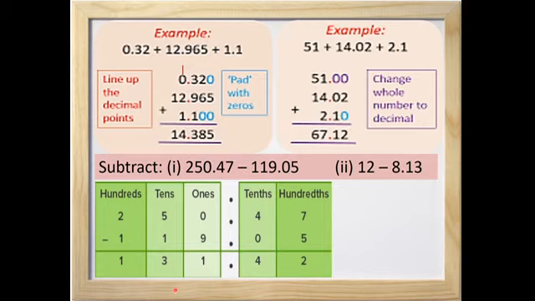Now how to arrange them? So here we have 250. So 2 is in the hundreds place, so put it in the hundreds place. 5 is in the tens place, 0 is in the ones place. Bring the decimal point just in the decimal point place, and then write 4 in the tenths place and 7 in the hundredths place. Understood, children? Put a minus sign here.